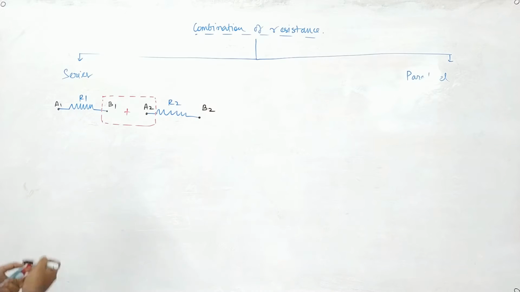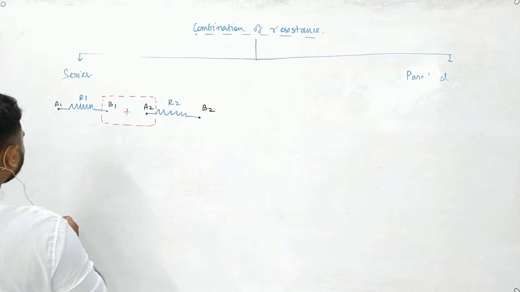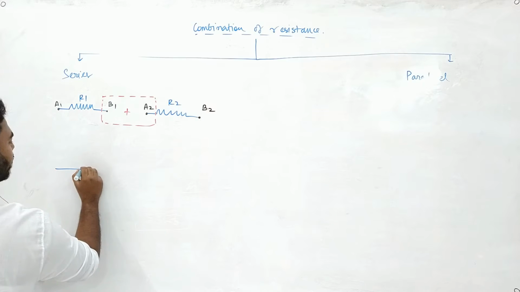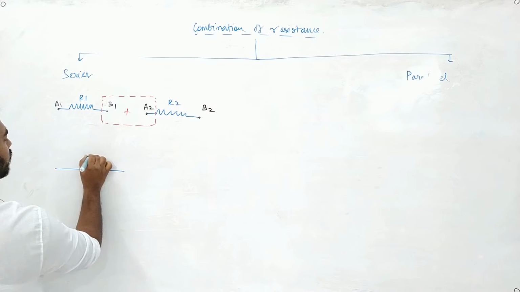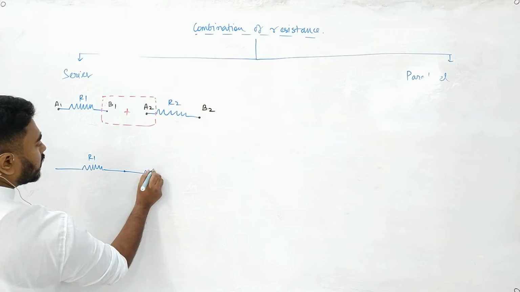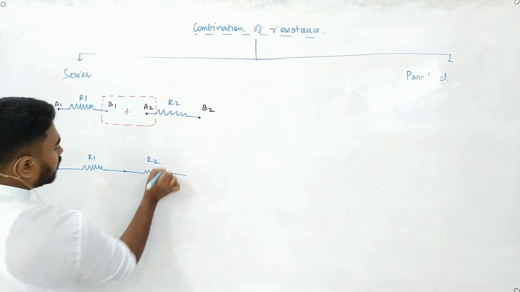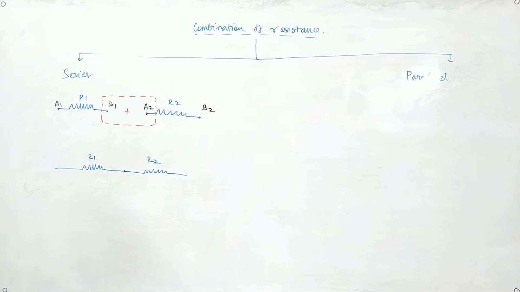Okay, so how will it happen? It will happen like this. This is resistance R1, this will be resistance R2. This combination is known as series combination.